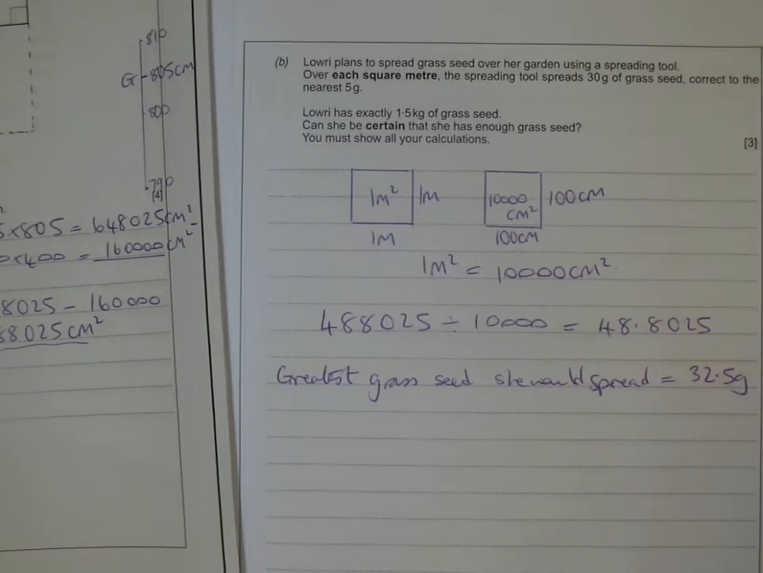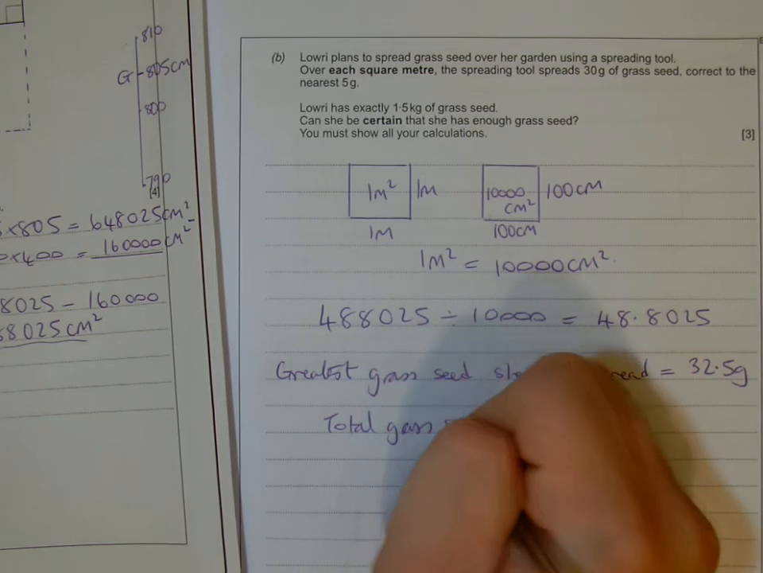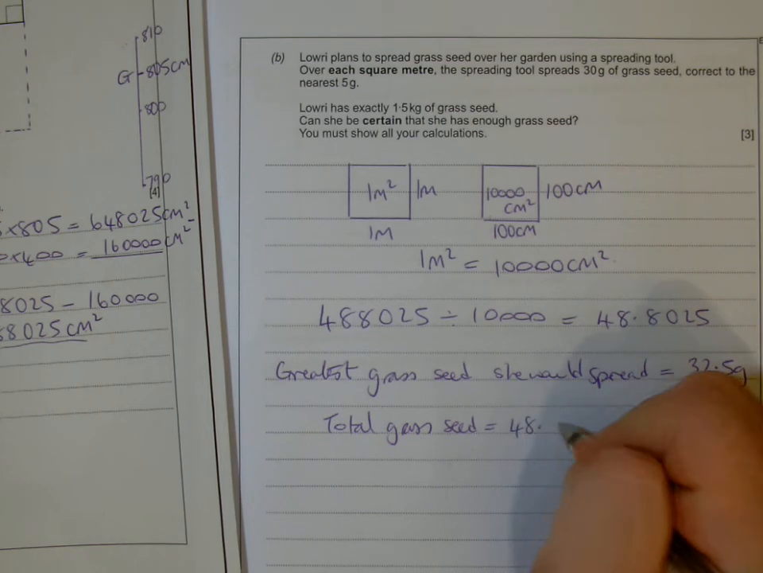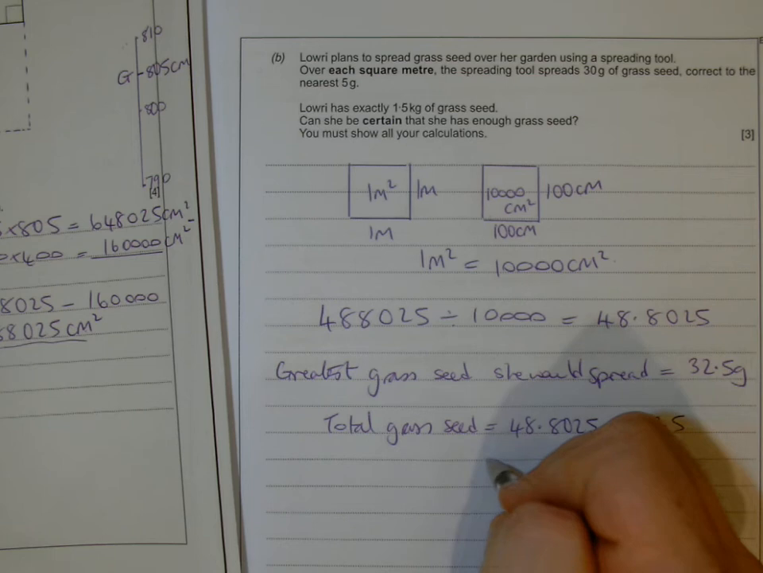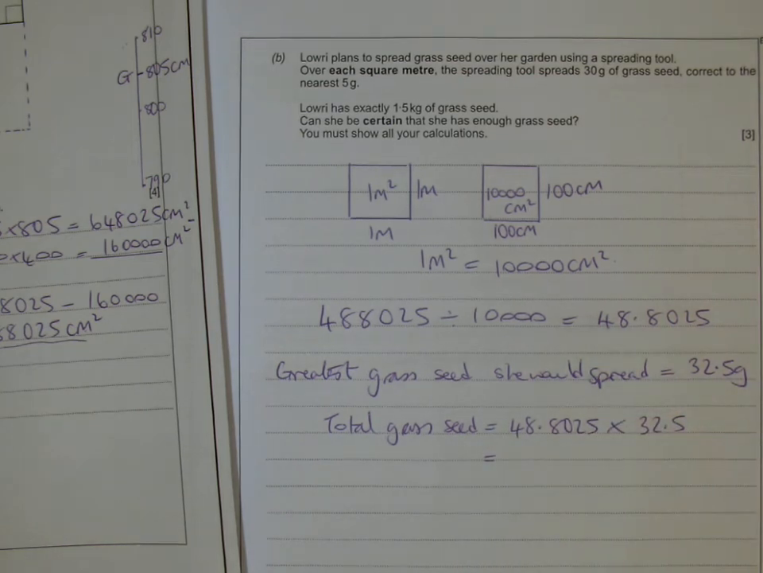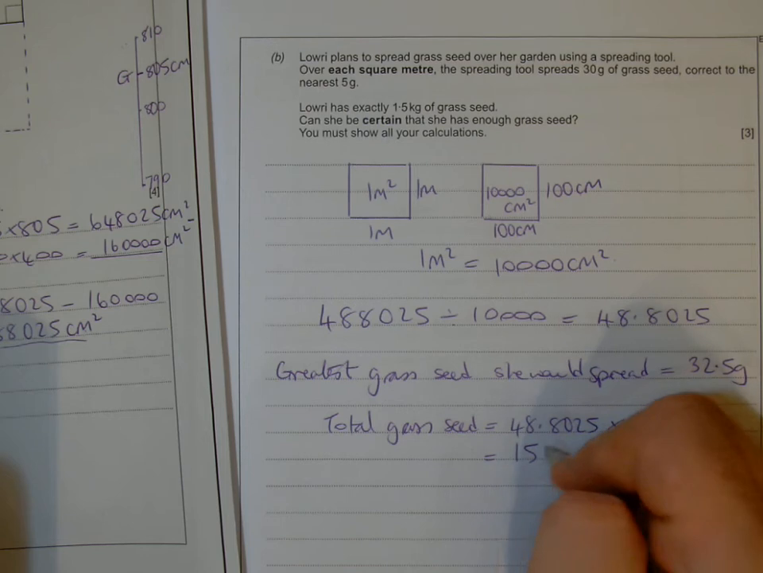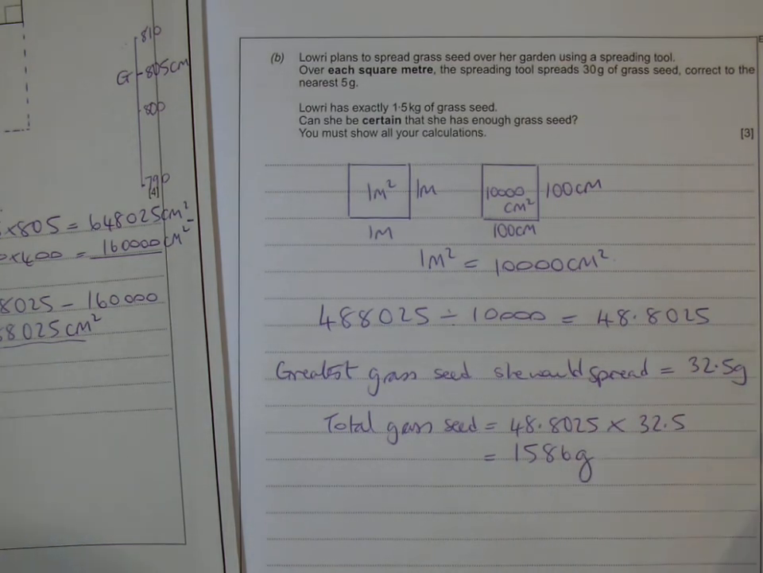So we need to see total grass seed. Essentially, well, that's how many meters squared she's got, 48.8025. We'll write it all down. And each meter squared, there's going to be 32.5 grams of grass seed. So we're going to times them, and we're going to see what the total is. Well, when I do the total, I get 1586. And I'll just even round it there. That'll be fine. That's grams.